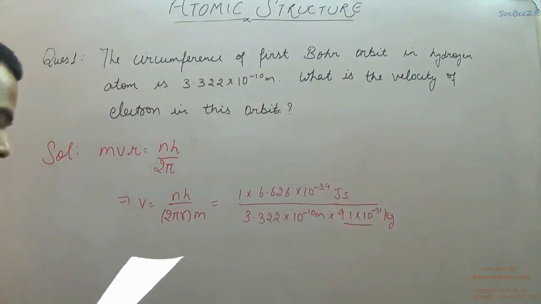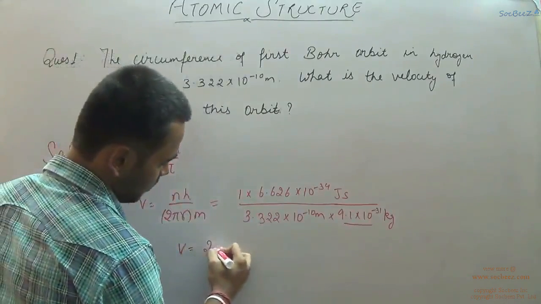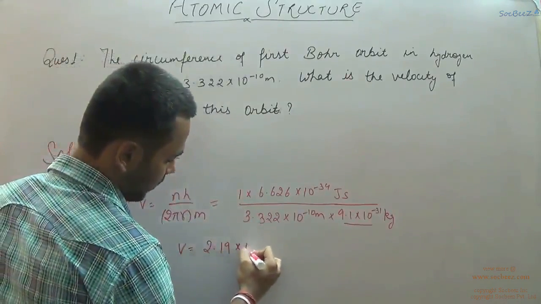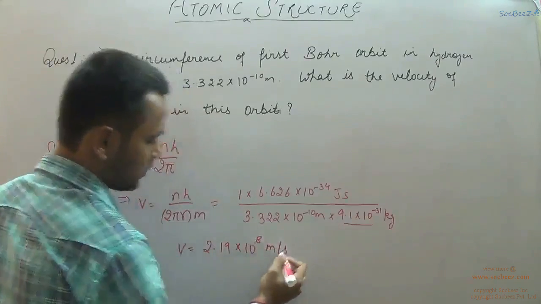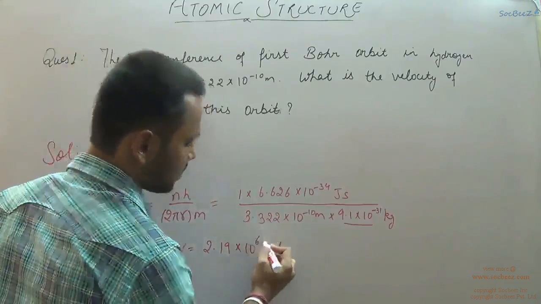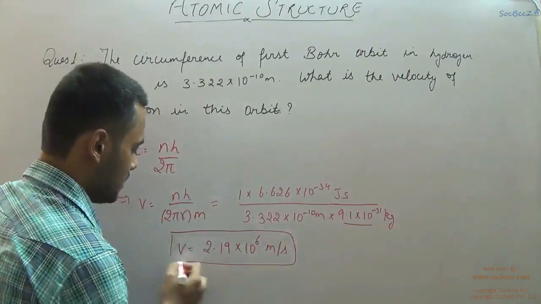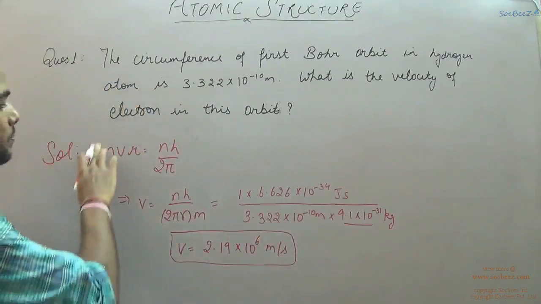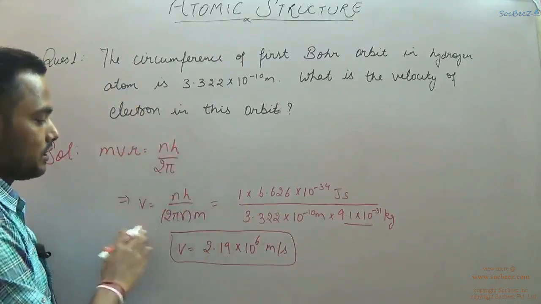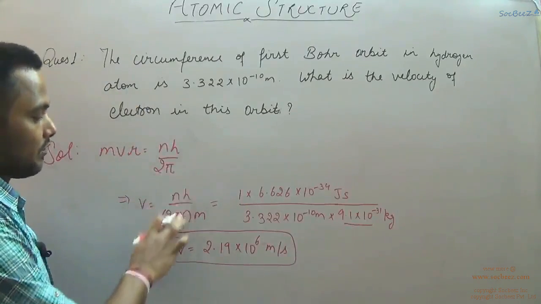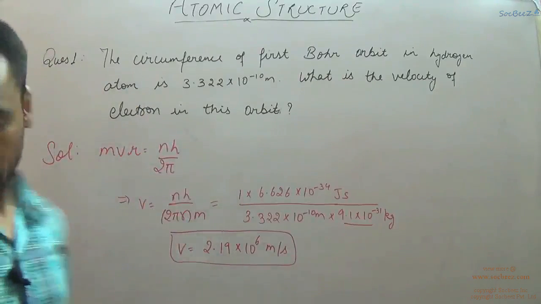If we solve it completely, we get the velocity as 2.19 into 10 raised to the power 6 meter per second. So this is the answer. It was a very easy question. You just need to make use of the first postulate of Bohr's model, rearrange it and substitute the value of the circumference. The rest of the things are constant. Now let's see another question.